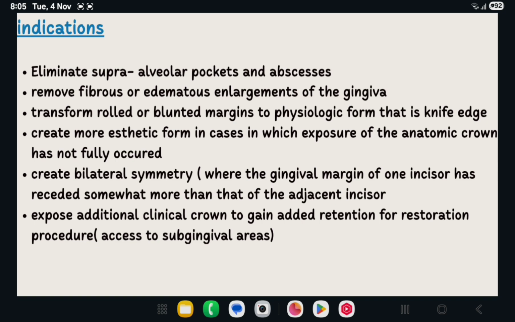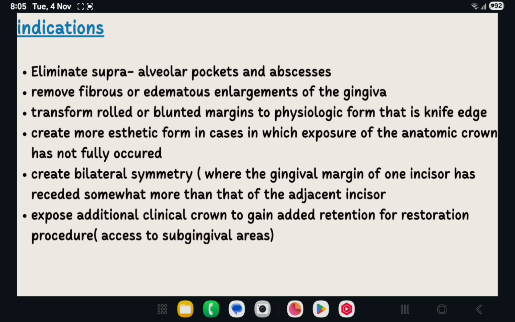Purpose and indications: gingivectomy is indicated to eliminate supraalveolar pockets and abscesses. It helps in removing the fibrous or edematous enlargement of the gingiva. It transforms rolled or blunt margins to physiological form, that is a knife edge. It creates a more aesthetic form in cases in which exposure of the anatomic crown has not fully occurred.